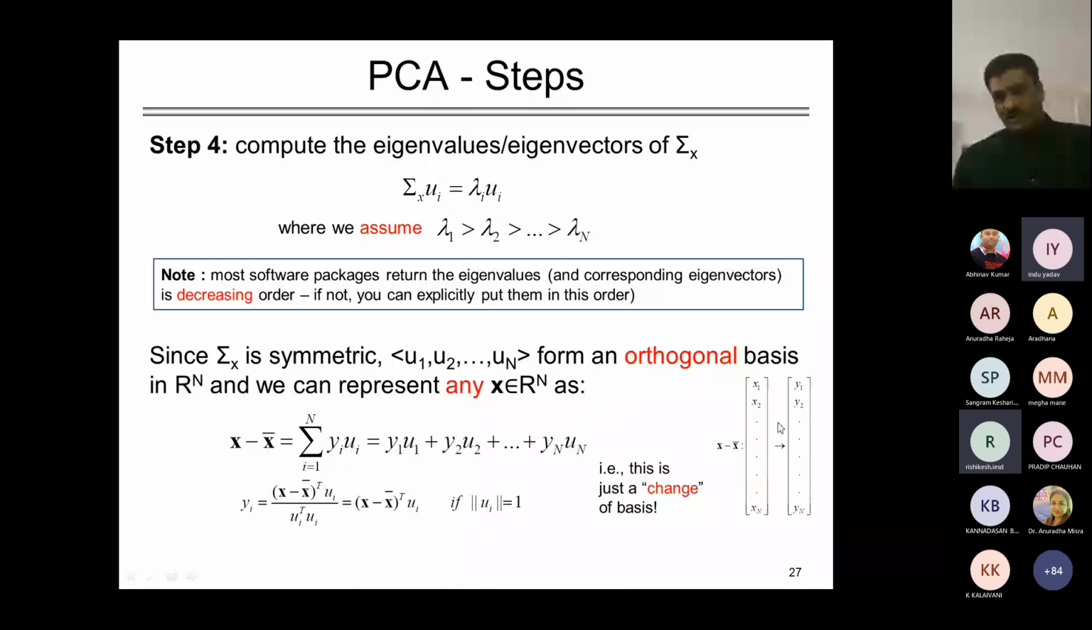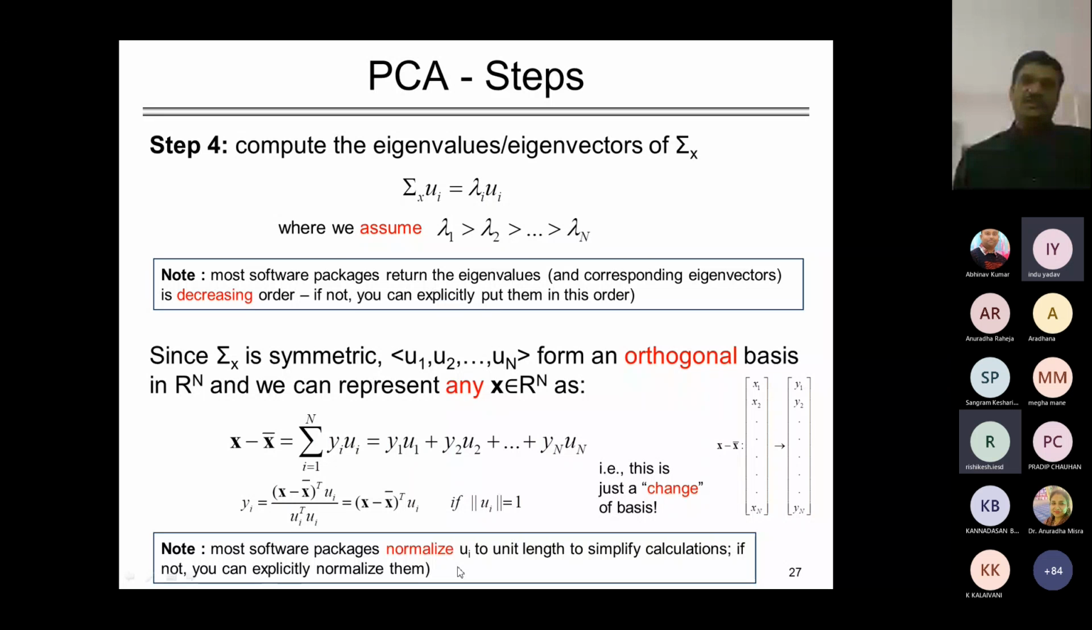x minus x bar can be represented like this: x1, x2 up to xn, mapping to y1, y2 up to yn. Most software packages normalize ui to unit length to simplify calculations. If not, you can explicitly normalize them.